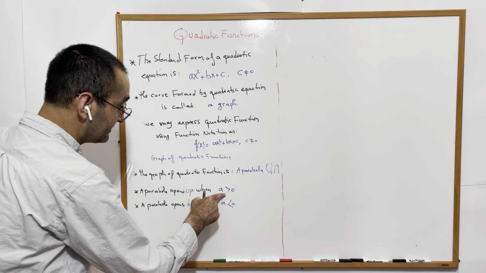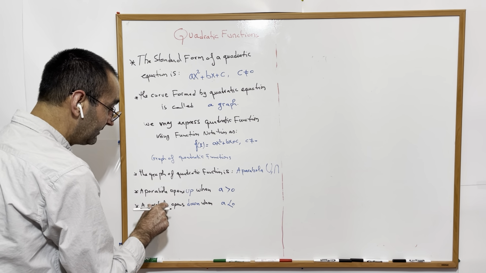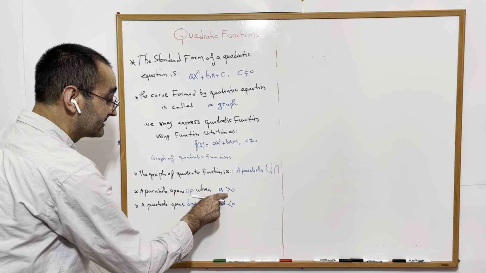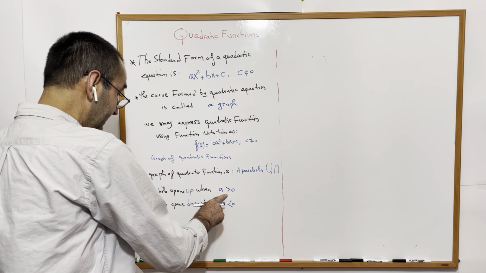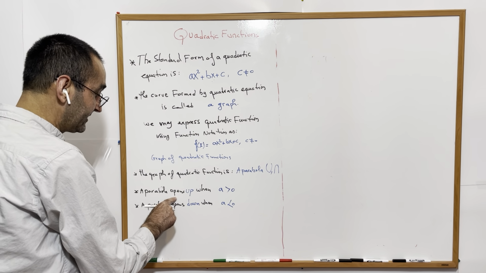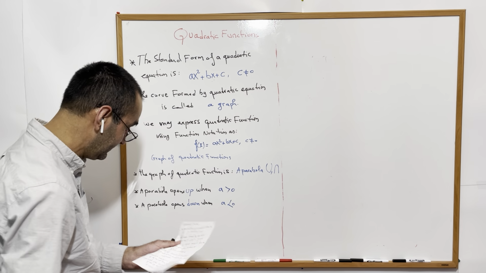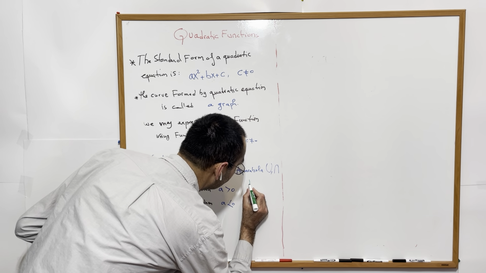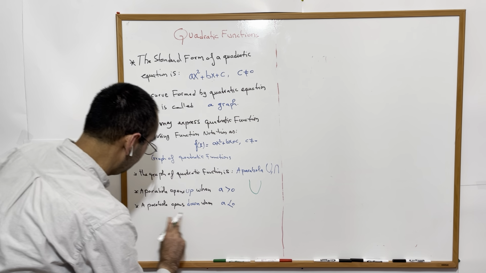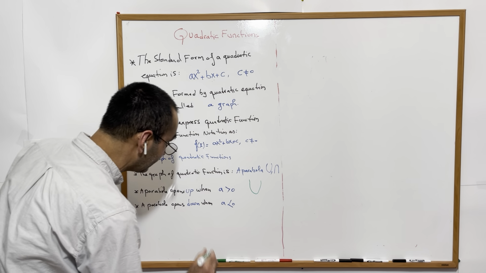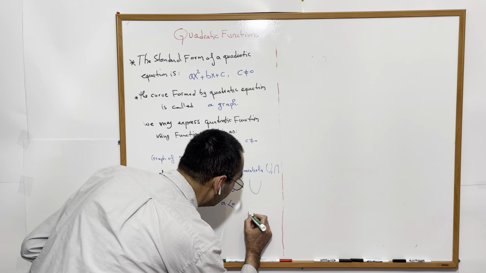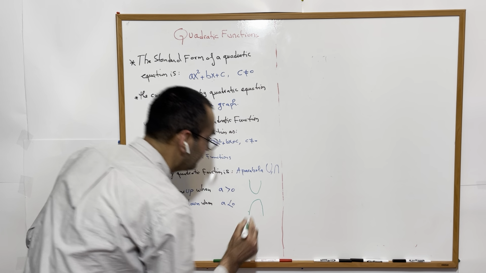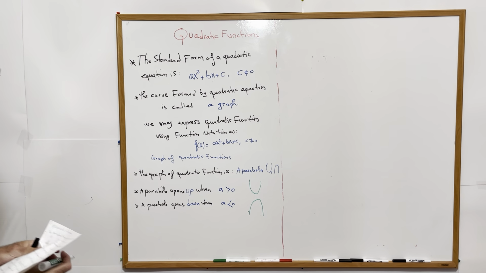It's like this. The parabola, when a is positive or greater than 0, opens up. A parabola opens down when a is negative. It's always like this.